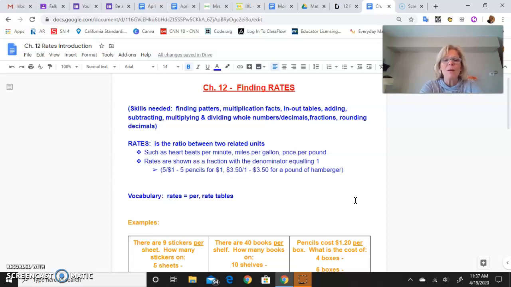That's why it's the last chapter. So the skills you're going to need are finding patterns, multiplication facts. That's always important. I hope you're still working on those. Solving in-out tables, adding, subtracting, multiplying, and dividing whole numbers, decimals, and fractions, and then also rounding decimals. Like I said, everything up to this point is going to be used.